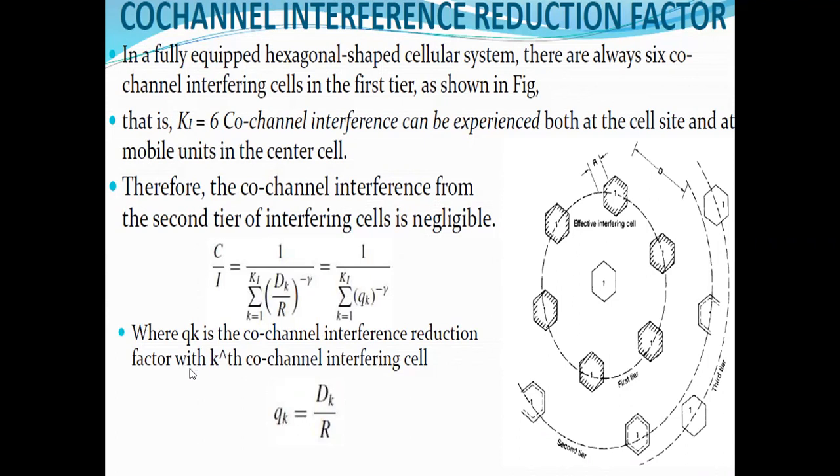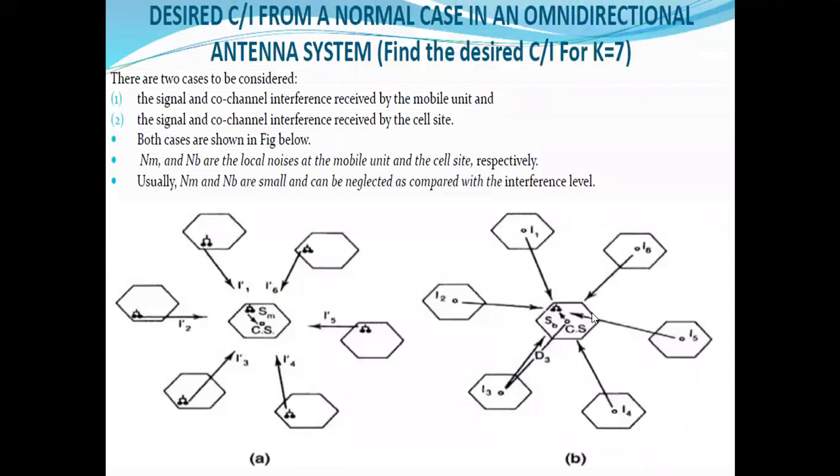Further, we have 2 cases for considering. The first case is this and the second is this. In the first case, the signal and co-channel interference received by the mobile unit, and the signal and co-channel interference received by the cell site. Now you can see the arrows. These arrows are I1 dash, I2 dash, I3 dash, I4 dash, I5 dash, I6 dash, the co-channel interference cells, which affect the co-channel interference given by the mobile unit to the cell site.